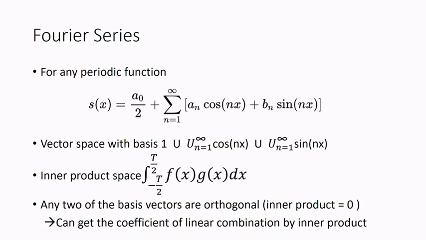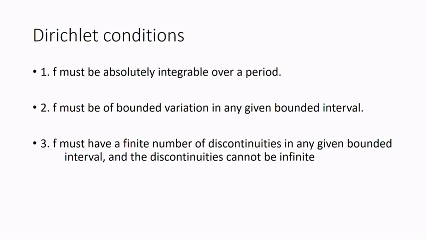Also, any two basis vectors are orthogonal, which can be proved by the product-to-sum formula. By this property, we can get the coefficients for the linear combination by inner products. But actually, the Dirichlet conditions, which are these three conditions, should hold to apply Fourier series.